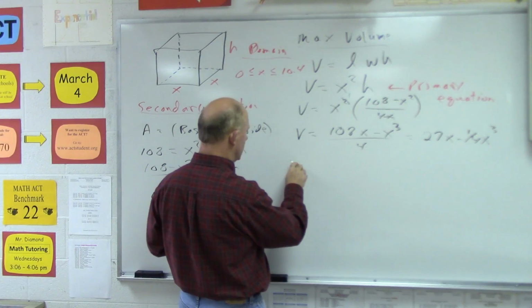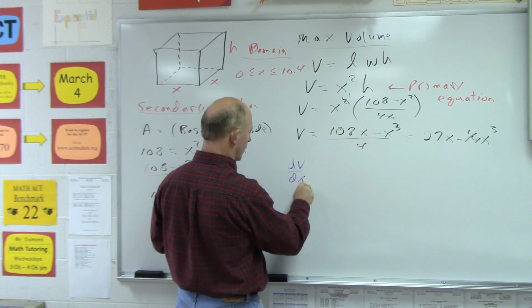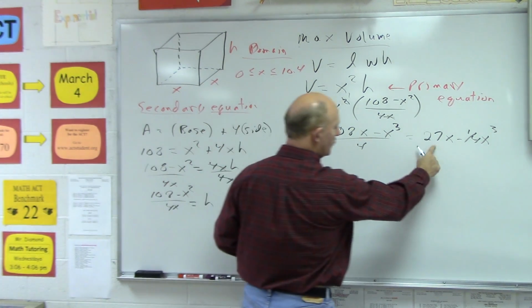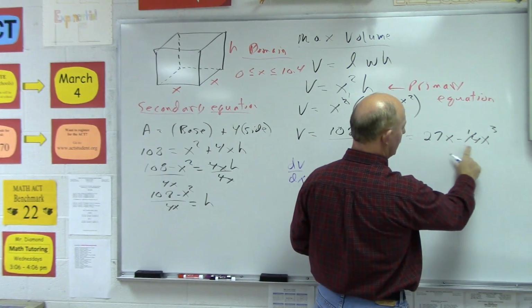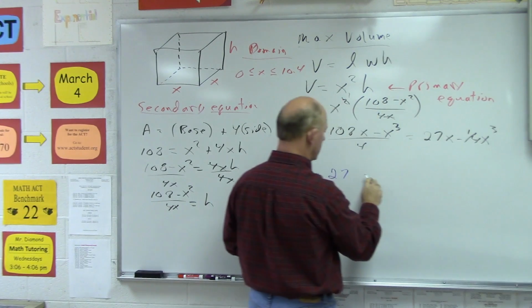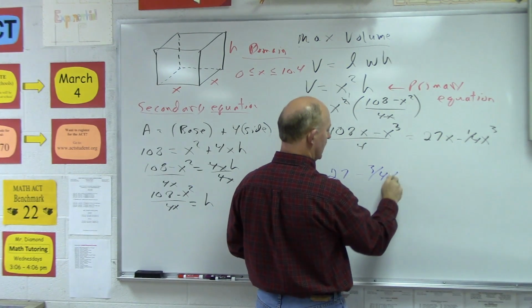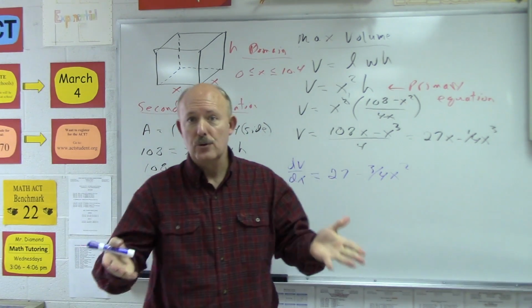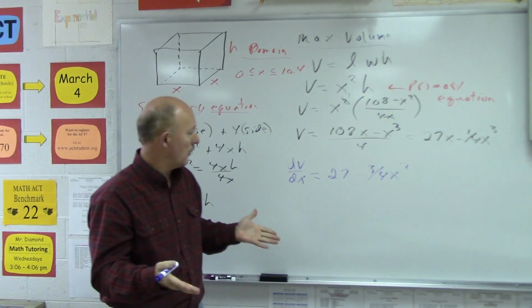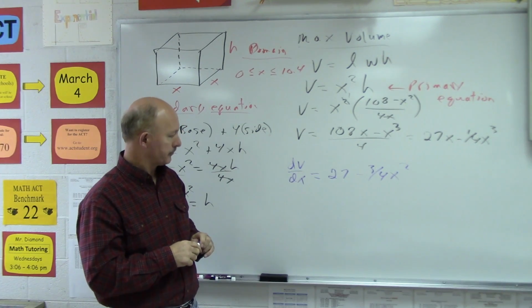And let's see, so dV over dx will be equal to, now the derivative of 27x is 27. The derivative of negative 1/4 x to the third will be negative 3/4 x squared. So this is our derivative. Okay, now we're going to use the first derivative test to see what our maximum value of x would be.